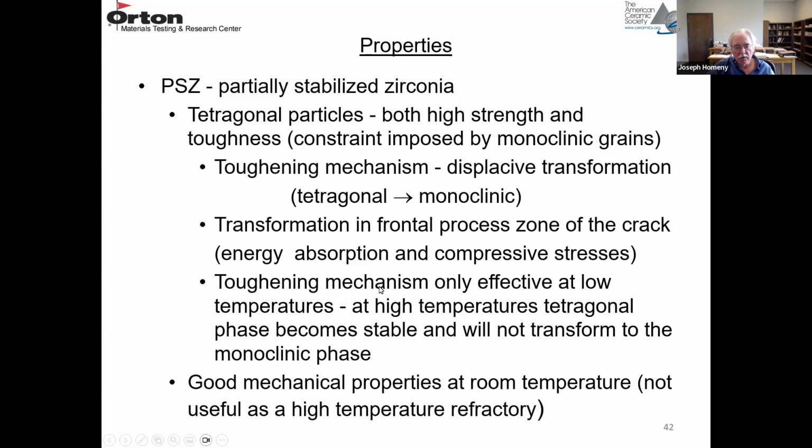So this toughening or strengthening mechanism is only effective at low temperatures because at high temperatures, the tetragonal form is stable. It's not going to transform to the monoclinic phase. So this material has really good mechanical properties at room temperature or temperatures slightly higher than room temperature. But when you get up to high temperatures, the transformation doesn't take place. So it's not really useful as a high temperature refractory.